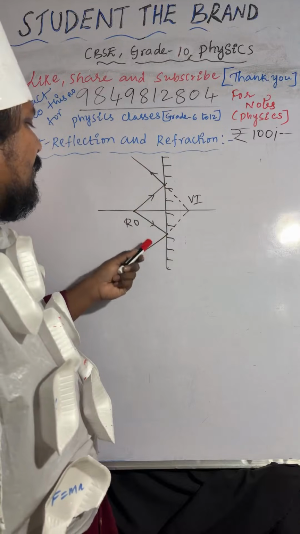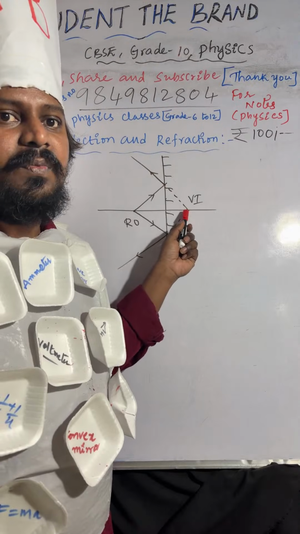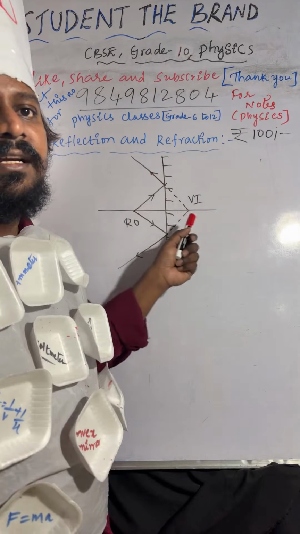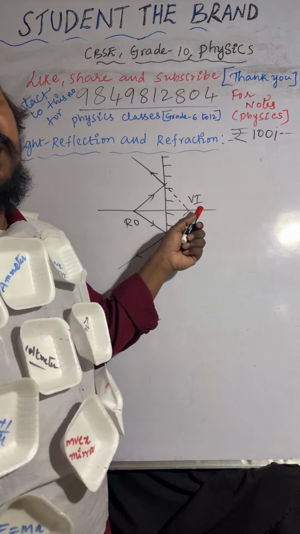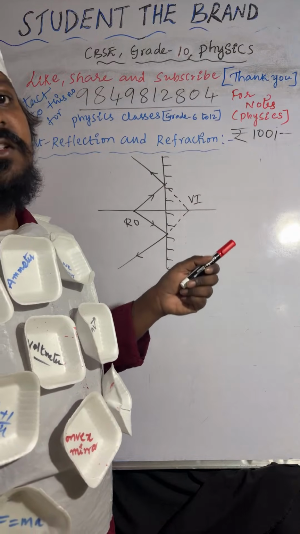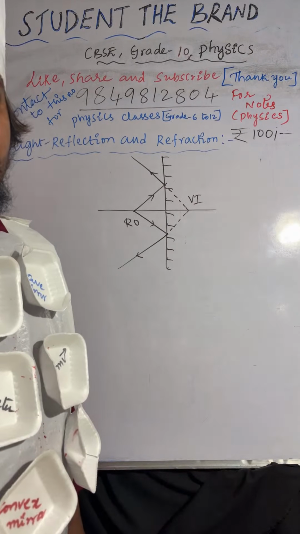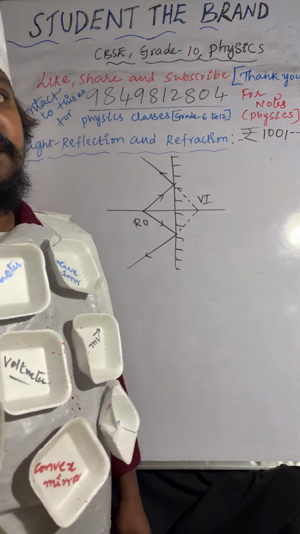If you extend these reflected light rays, the extended reflected light rays are meeting at one point. Their image is forming. That is called a virtual image. I hope it is very clear, right? Virtual image.